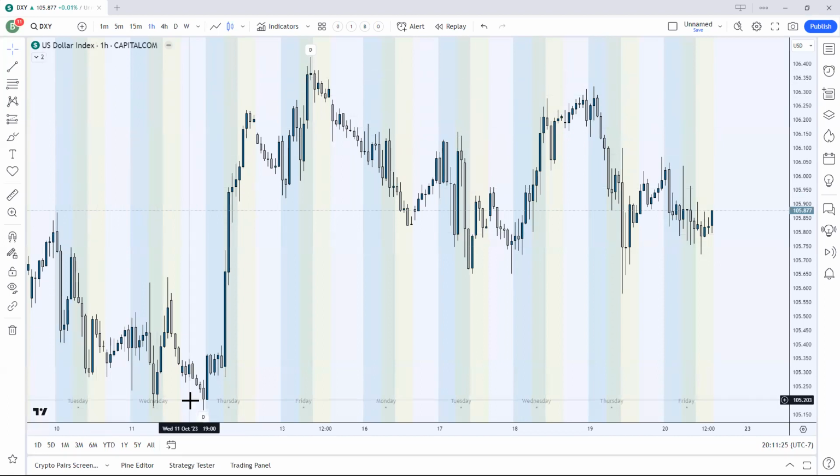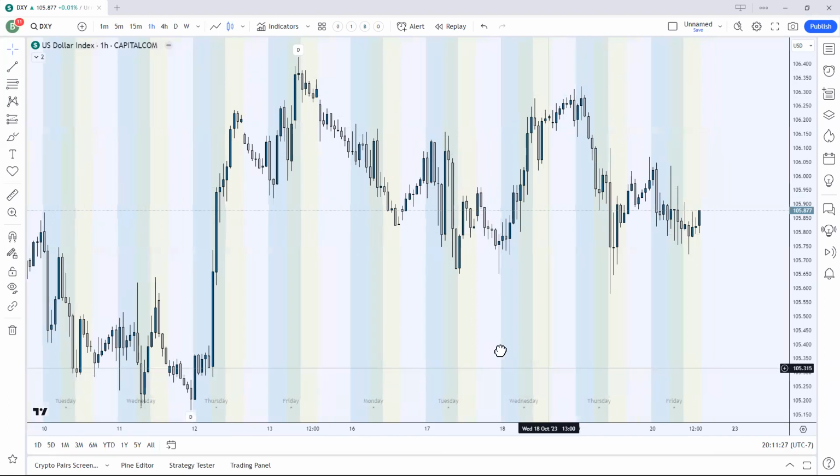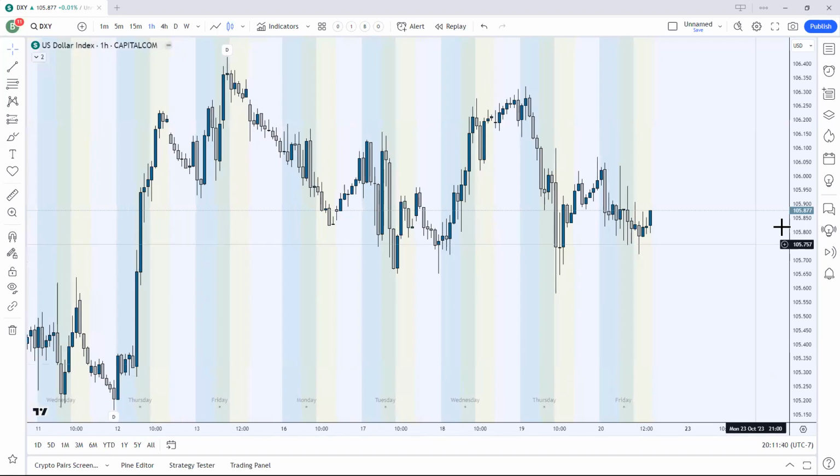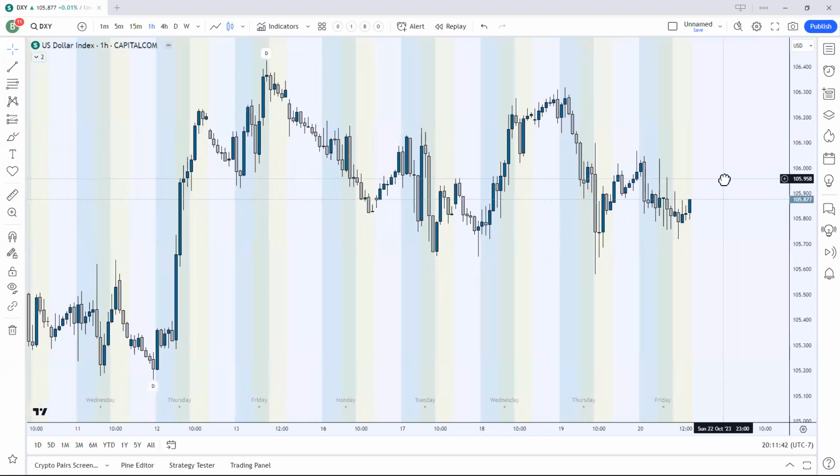So days of the week is very simple. If you see at the bottom here, it's basically just telling you what day. It's breaking down the sessions into different days, right? Because obviously, if you just have the sessions indicator, then you can see the London session and the New York session. But this tells me in a very quick way what specific day I'm looking at.